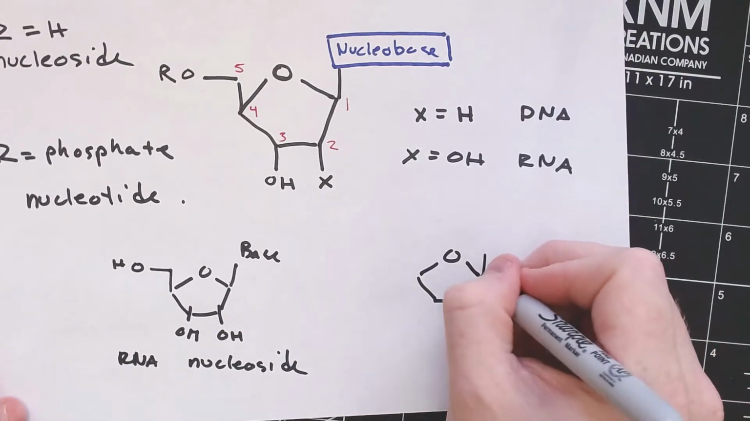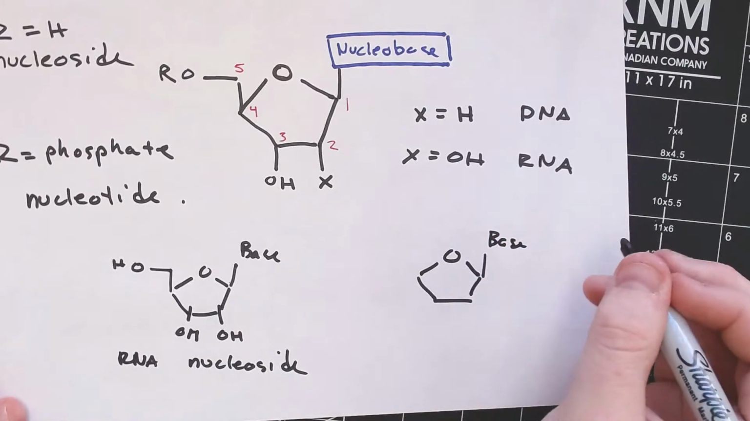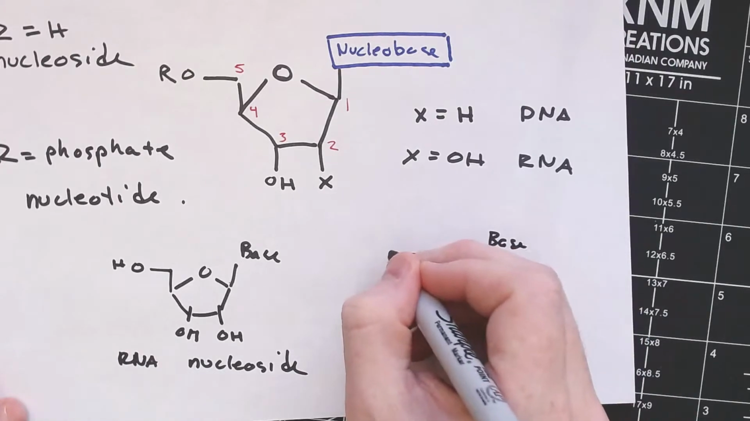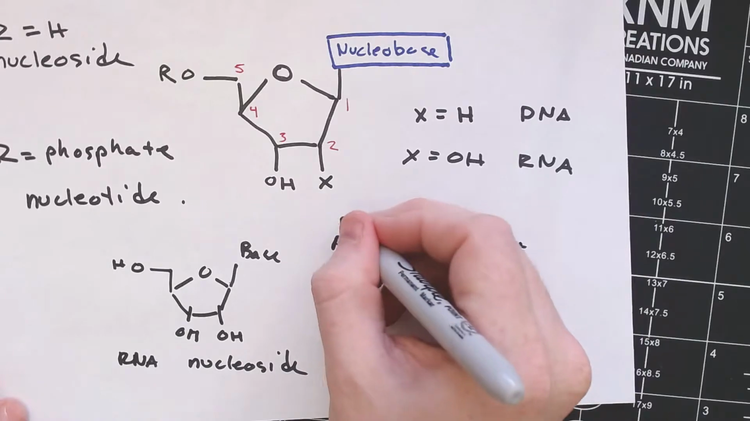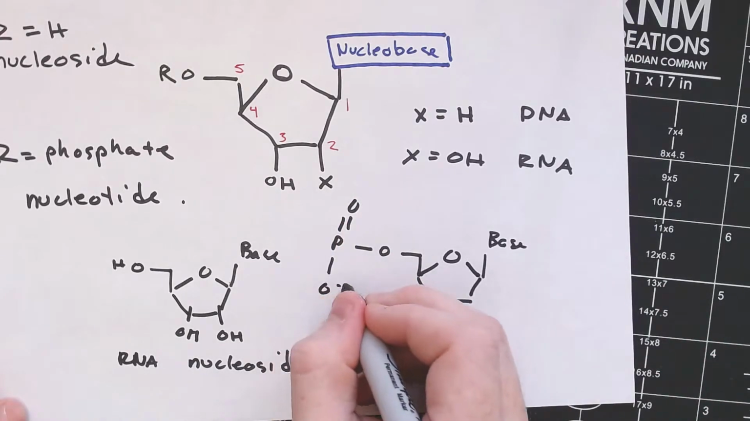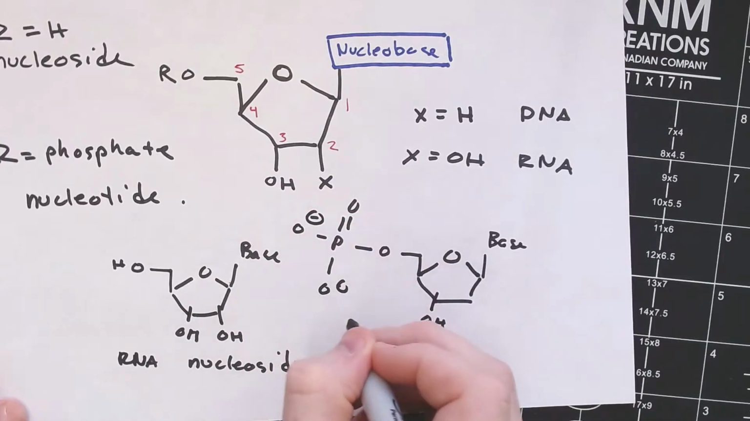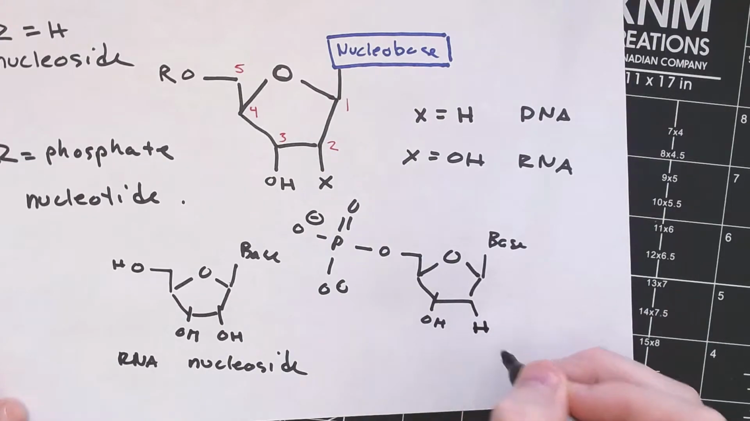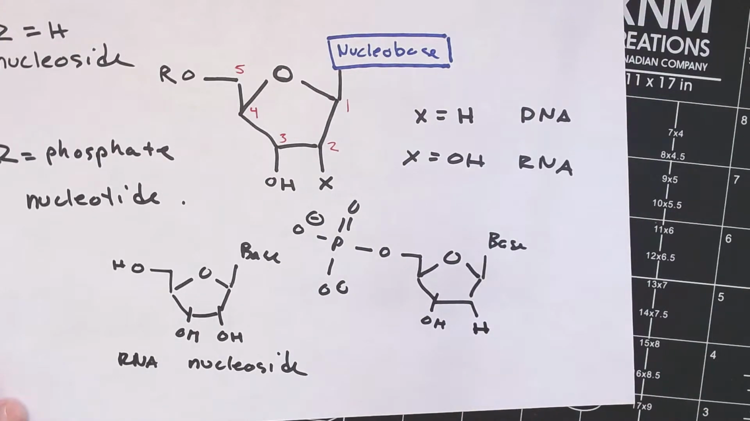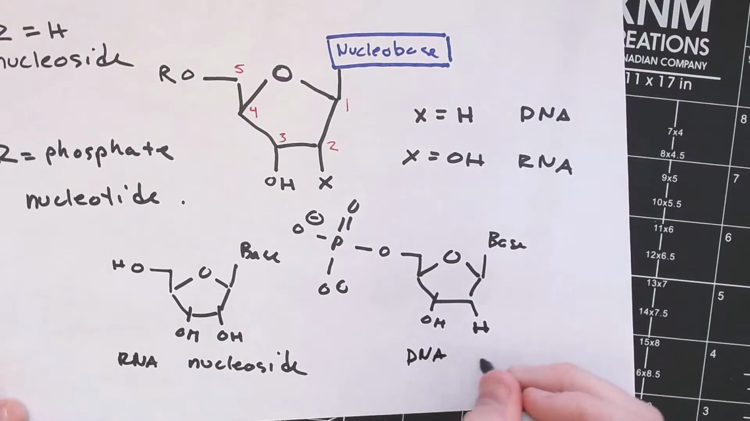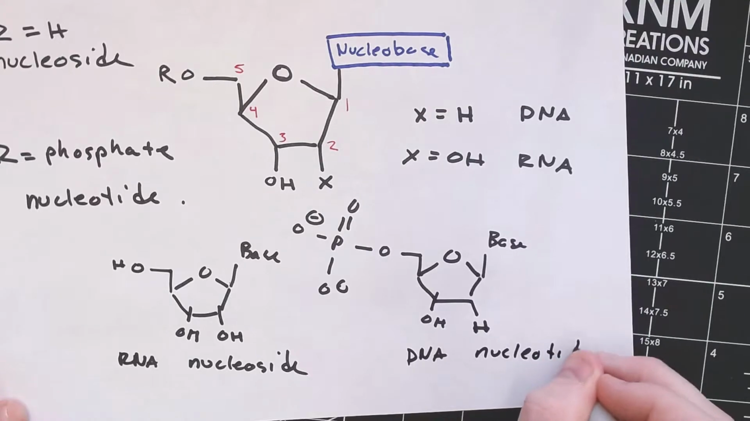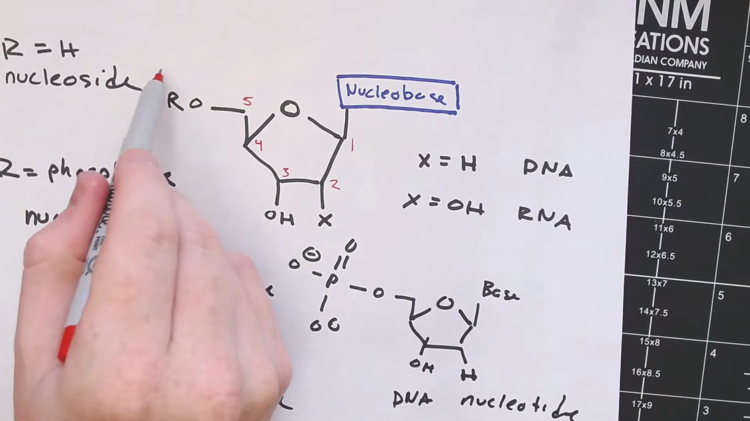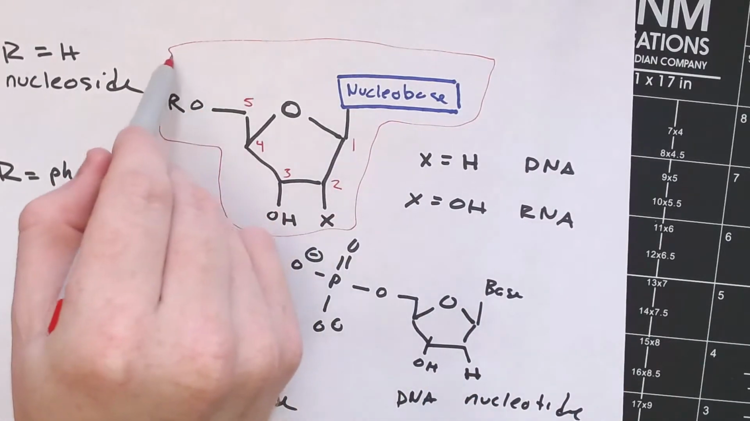On the other hand, if I said draw me a DNA nucleotide, well, we can again start with our sugar base. We know there's going to be a nucleobase here. We know there's going to be an OH here. And in this case, we know that since it's a nucleotide, there's going to be a phosphate group attached there. And since it's a DNA, the 2' hydroxyl position is going to be an H. And so this is a DNA nucleotide.